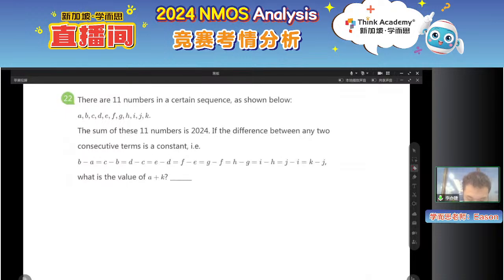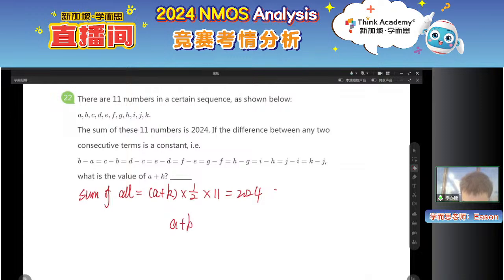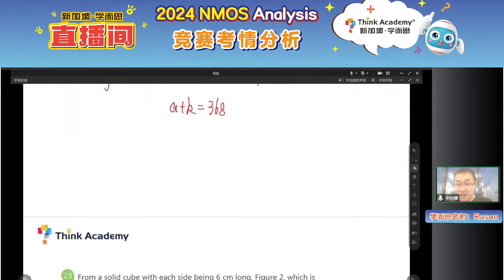Okay, so now for question 22, is it just an arithmetic sequence? Right, it's just an arithmetic sequence. It's written so long, but it's just an arithmetic sequence here. The sum of these 11 numbers is an arithmetic sequence. So the sum of an arithmetic sequence is the first plus last times the number of terms divided by 2, which is 2024. Then we just get a plus k, which is 2024 times 2 divided by 11, 368. Easy. Goodbye.